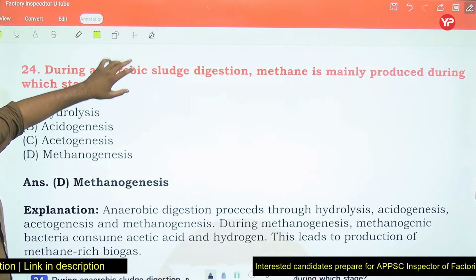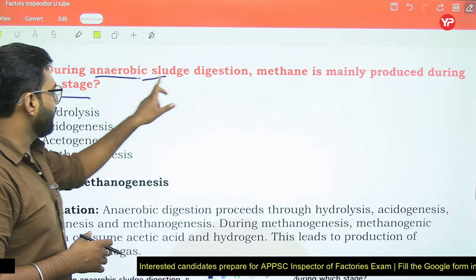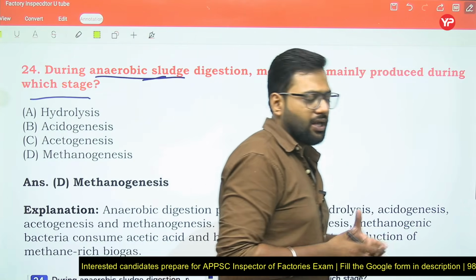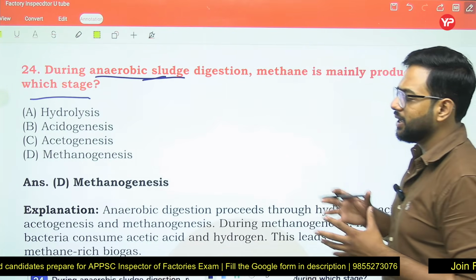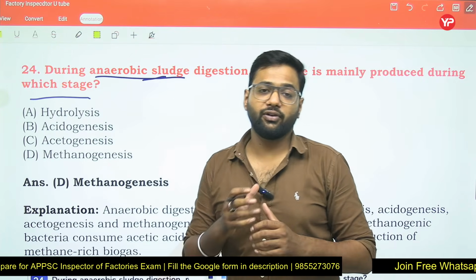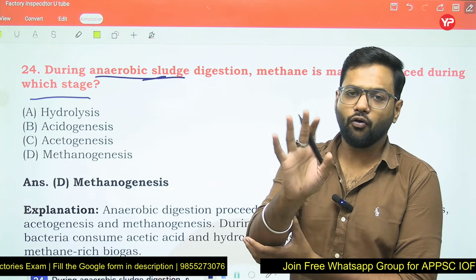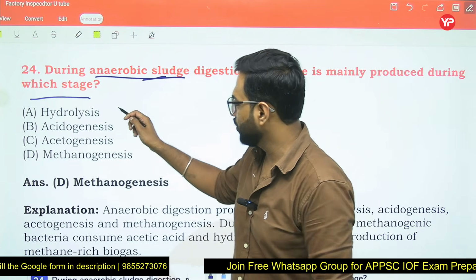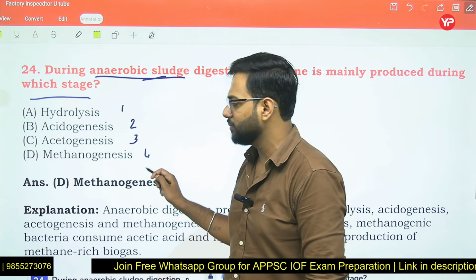During anaerobic sludge digestion, methane is mainly produced during which stage? So friends, when we talk about anaerobic sludge digestion, basically two types of microorganisms are there, like acid formers and methane formers. But when we talk about the stages of decomposition during anaerobic decomposition, 4 stages are there. First is hydrolysis, second is acidogenesis, third one is acetogenesis, and the last one is methanogenesis.